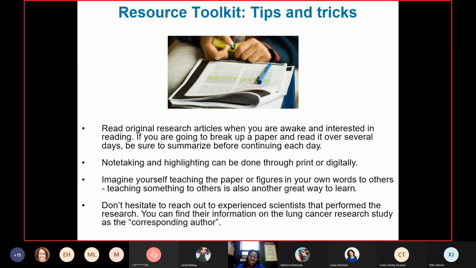So if you have a question about a particular study or there's something you don't understand, you definitely can email and reach out to the group that performed the work, in particular the corresponding author, which is also on that article, and gain more insight.